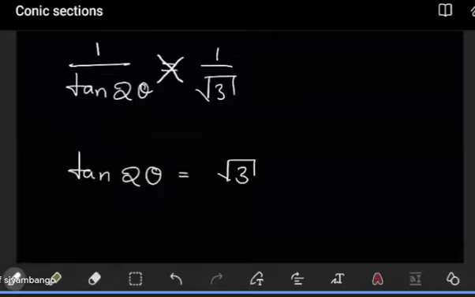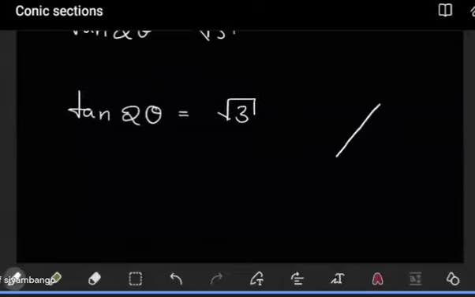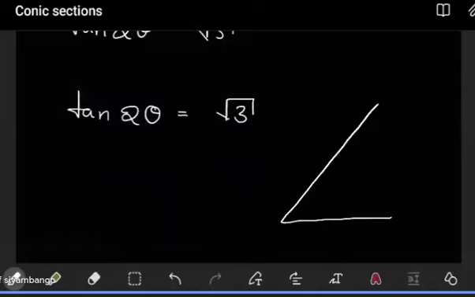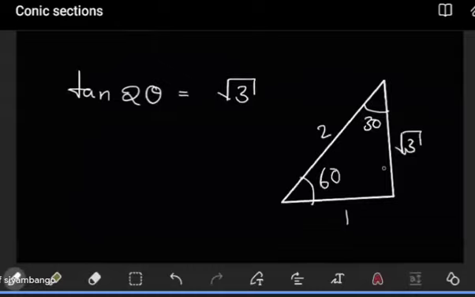Tan 60. Yes, tan 60. So you can still come up with those from the triangle. This is 30, this is 60 here, and then you have 2 here, root 3 will be here, and then you have 1 here. So I can still show you how to come up with the triangles, but I just gave you the solutions to memorize. But you can still come up with the angles if you want.